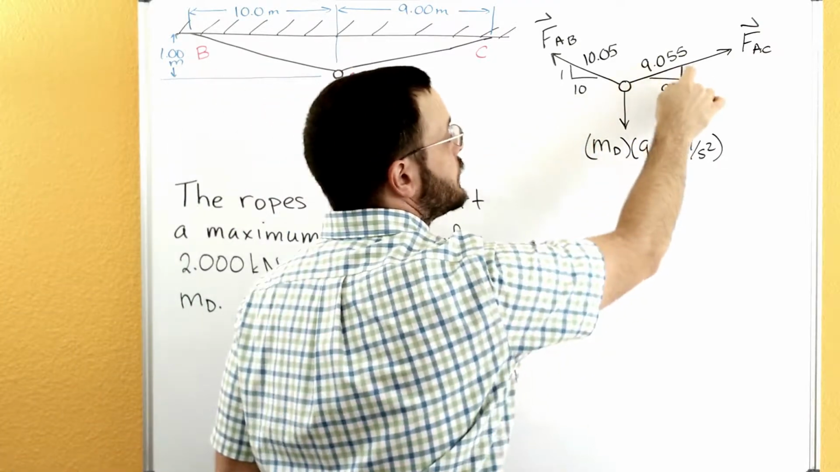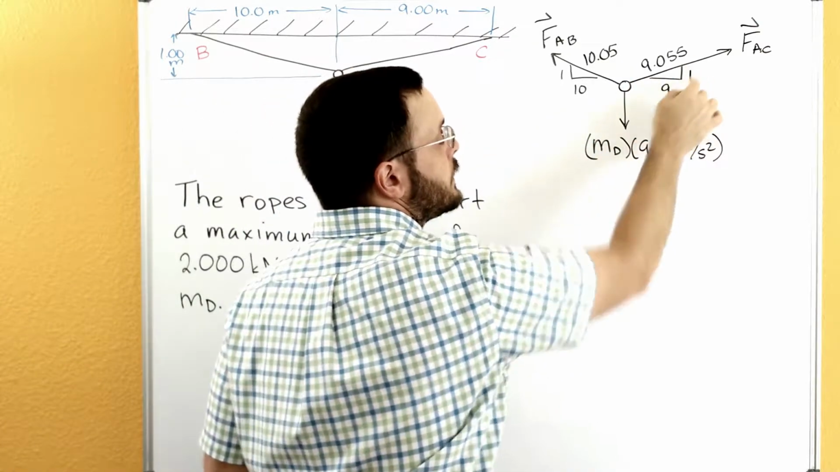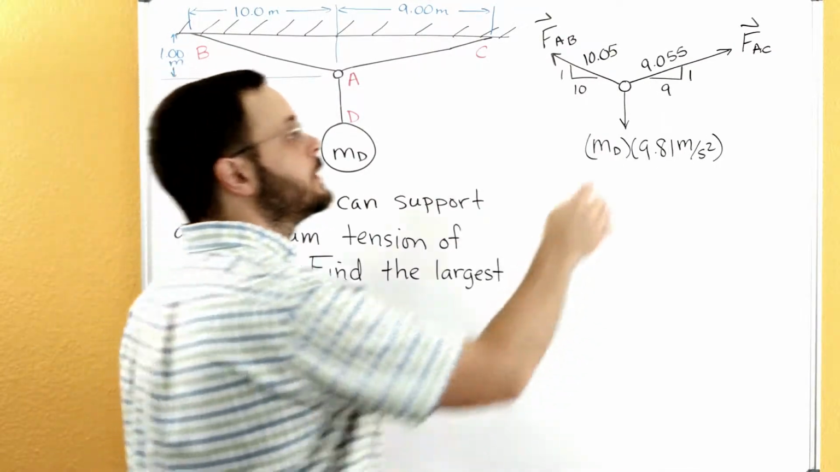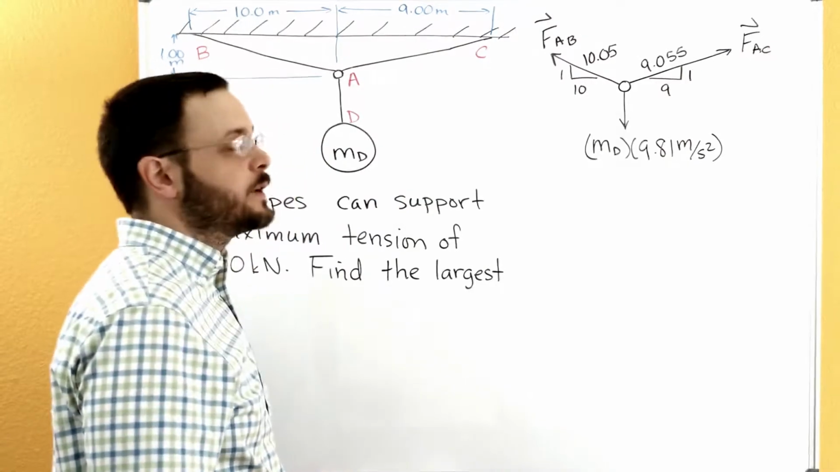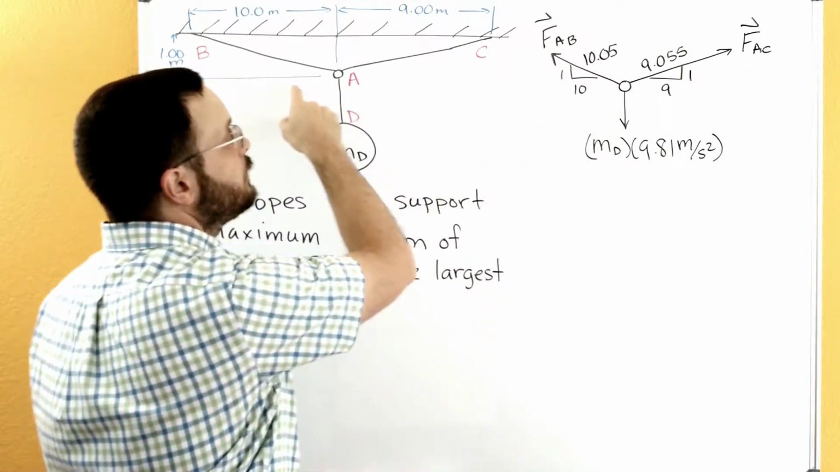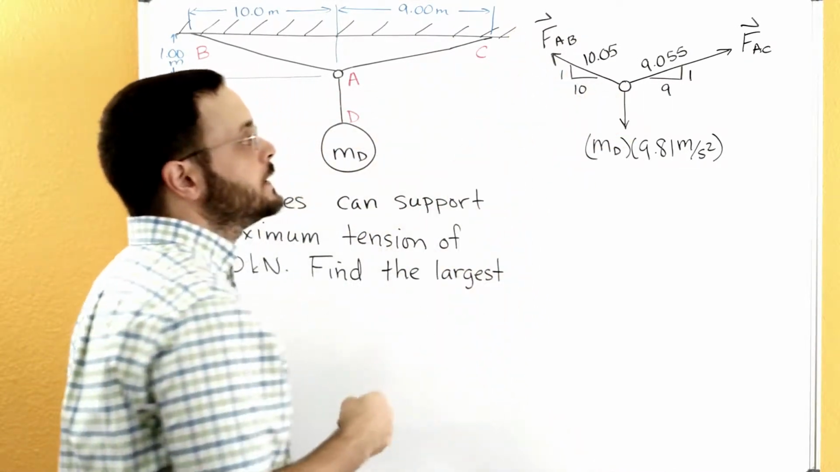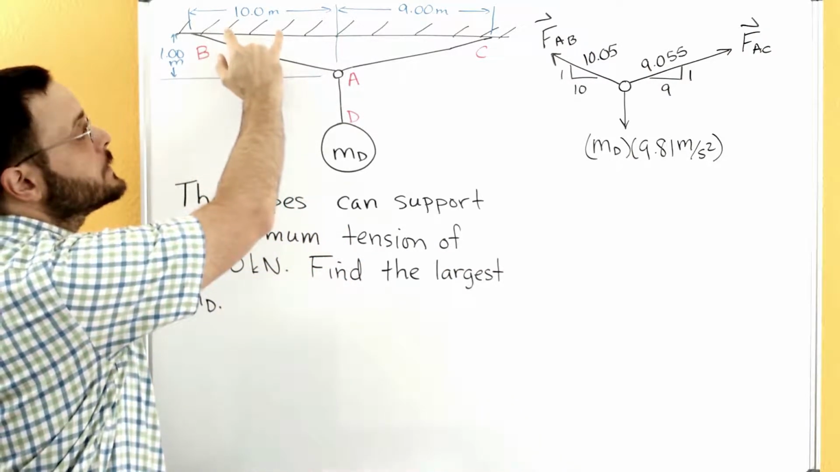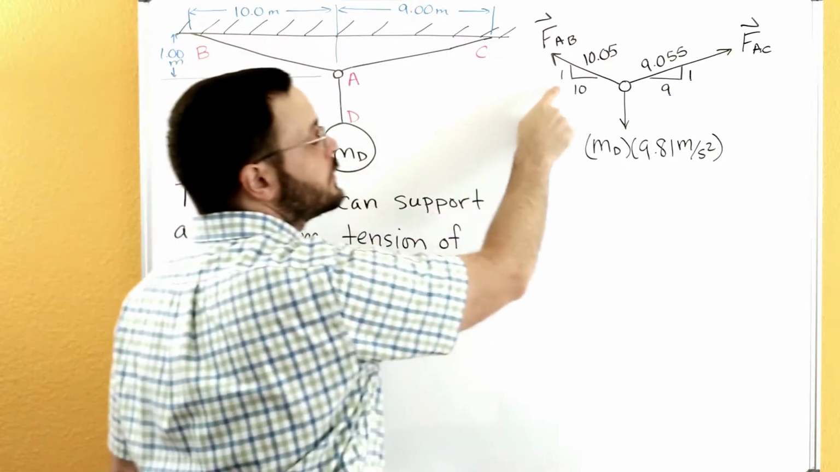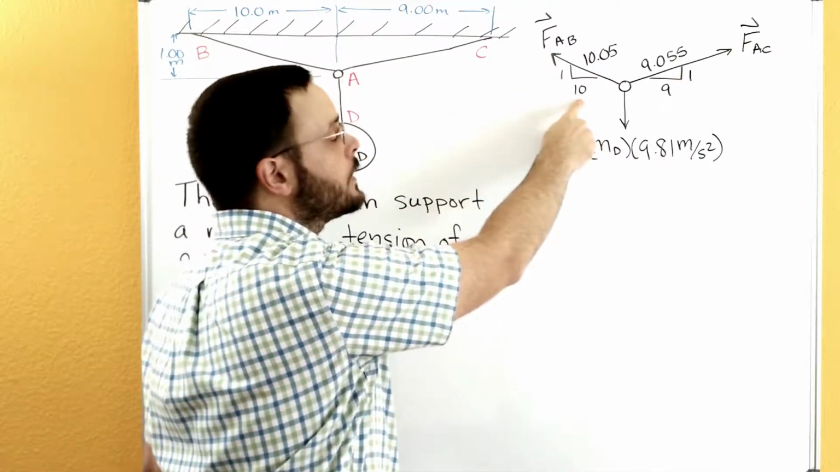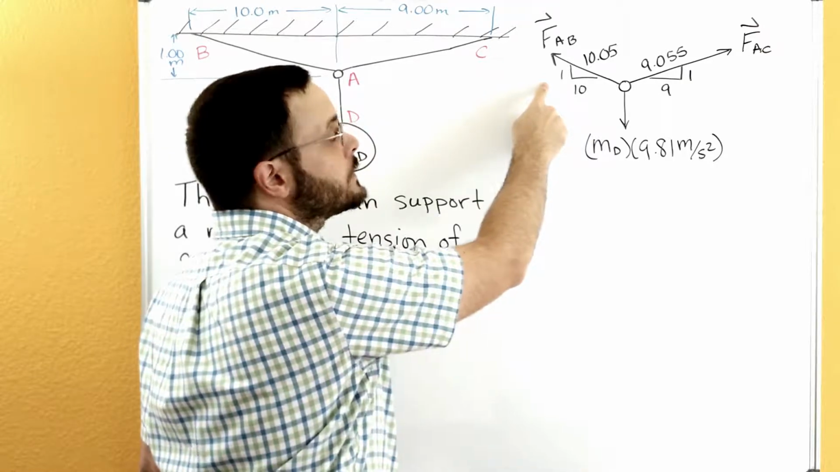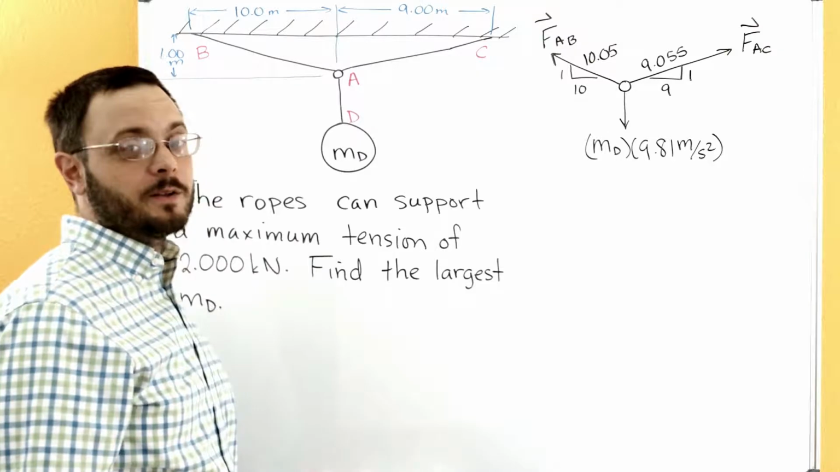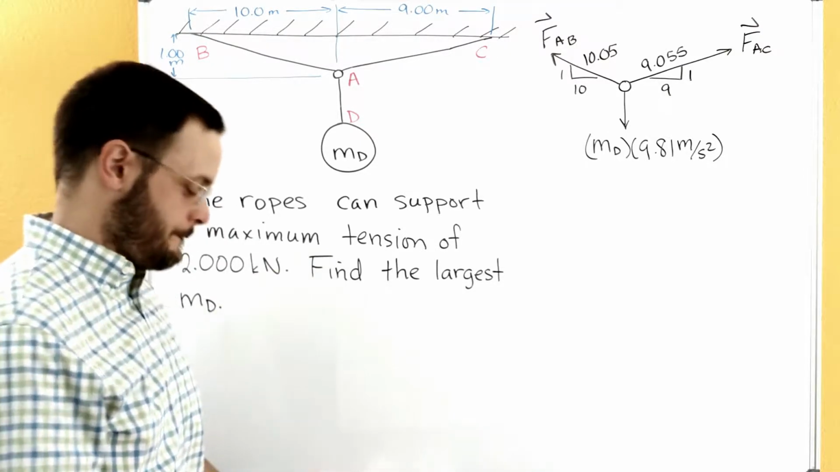So we'll draw our similar triangle on here and put in our 9 and 1, and then we'll do 9 squared plus 1 squared, take a square root. We get this 9.055. Do the same thing over here for FAB. Draw the force that's in that cable. Plug in our 10 meters as our horizontal distance. Our 1 meter here is our vertical distance. Take 10, square it, add 1 squared to that, take a square root. We get 10.05.